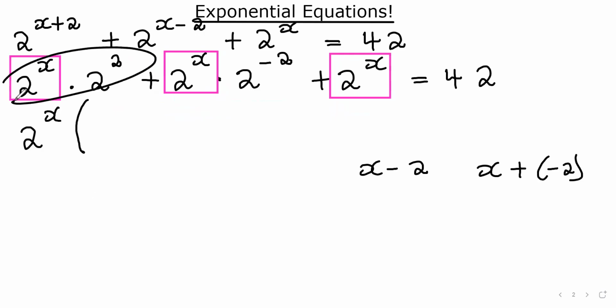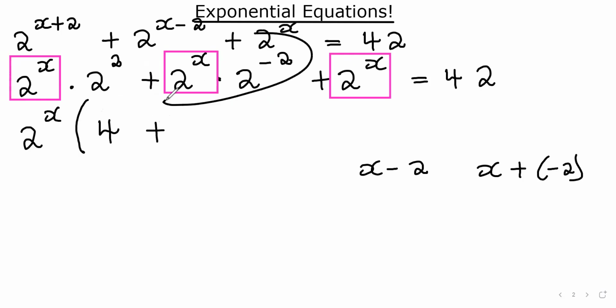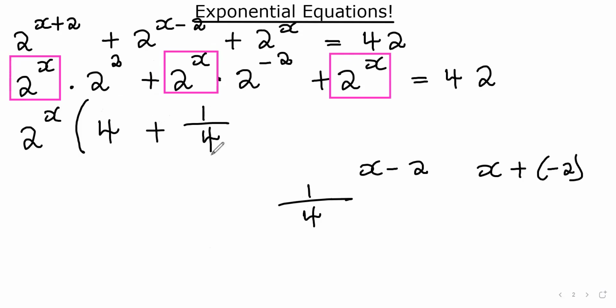And when we take it out, from the first term we are left with 2 squared, which I'm going to write as 4. From the second term, we are left with 2 to the negative 2, which is the same as 1 over 2 squared. So it's just the quarter. And from this one, we are left with 1.